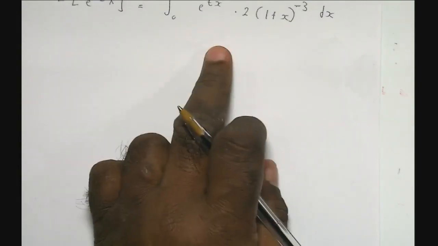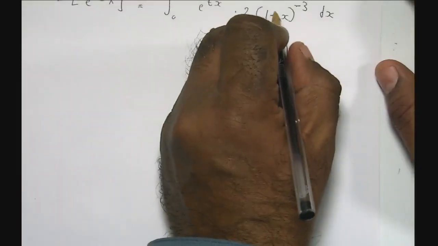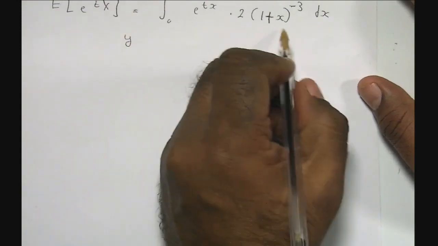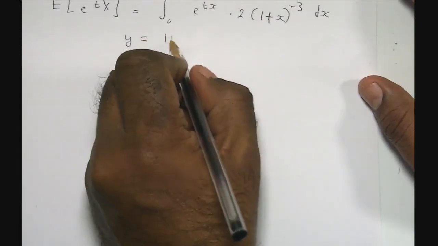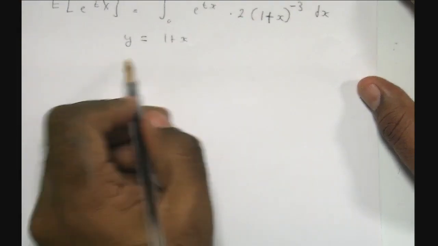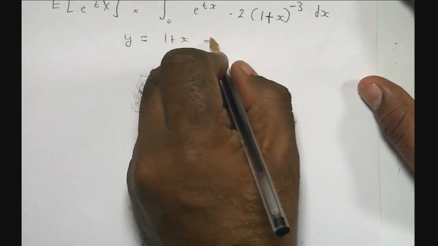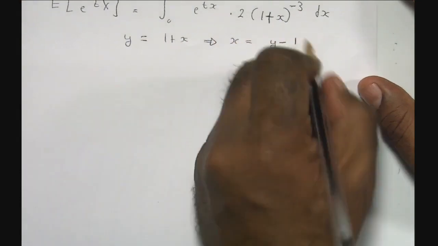There are various ways you can do this. The easy way, one way to do this is to make a substitution, because you don't like to have 1 plus x here, right? So one way to do that is to make the substitution y equal to 1 plus x. So x becomes y minus 1.